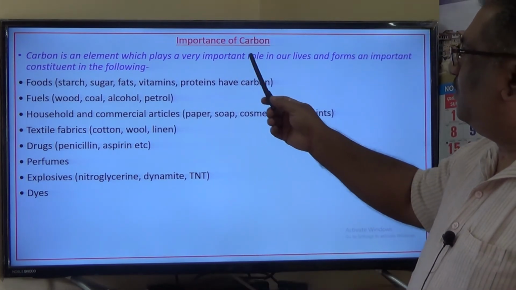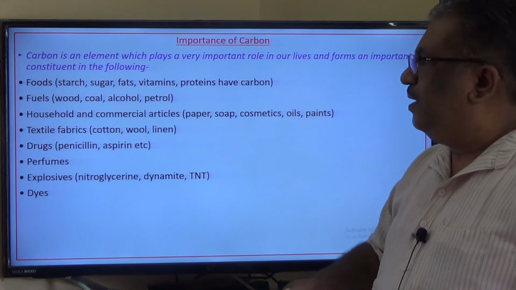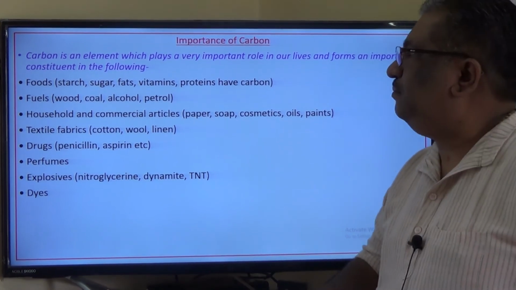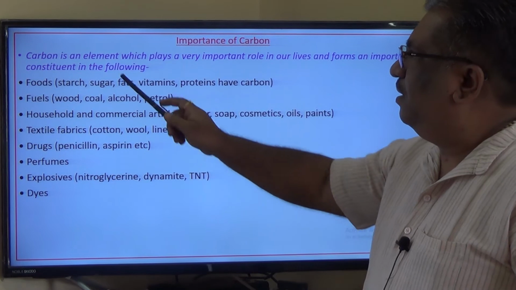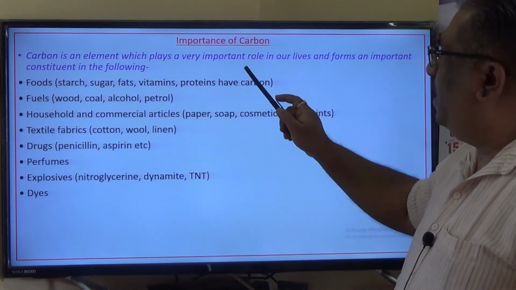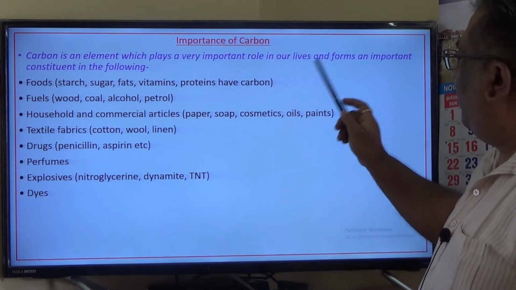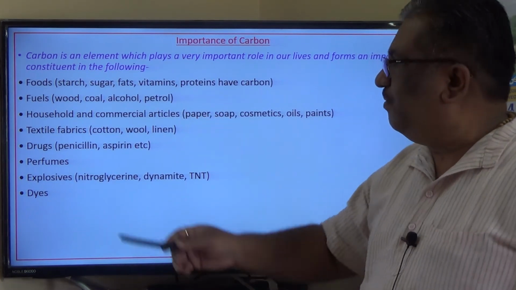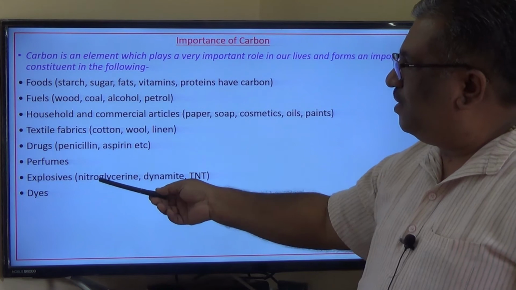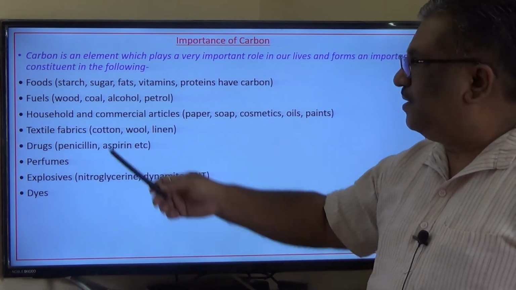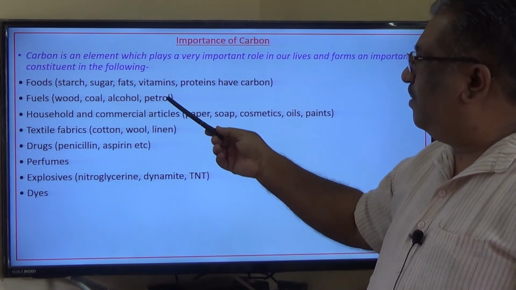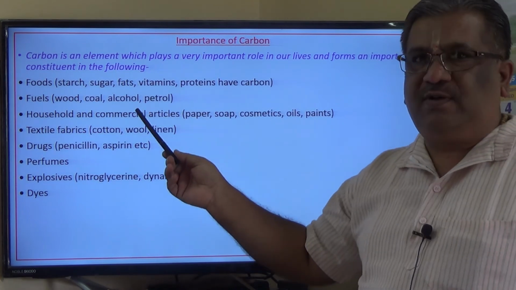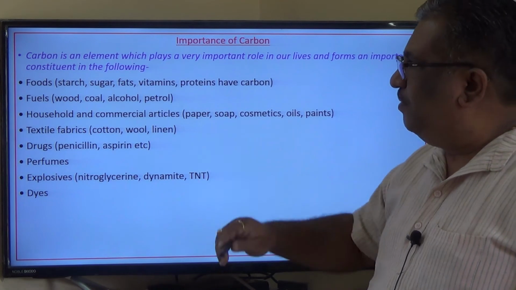Let us study what is the importance of carbon here. First of all, have a look at the PPT. Importance of carbon. Carbon is an element which plays a very important role in our lives, because this is the most important or one of the important constituents of these products. What are these products? All these products we use in our daily lives. For example, foods, starch, sugar, fats, vitamins, proteins, all these are made up of carbon. Carbon is one of the important constituting elements of these foods.